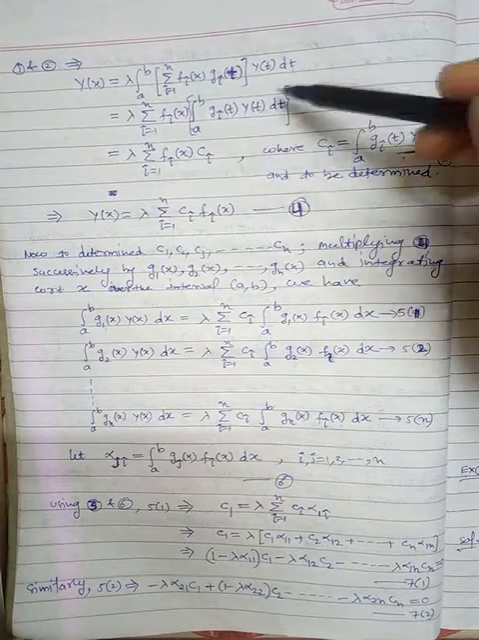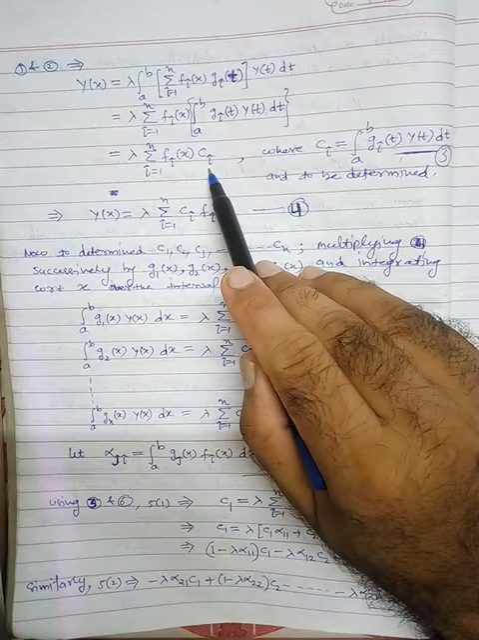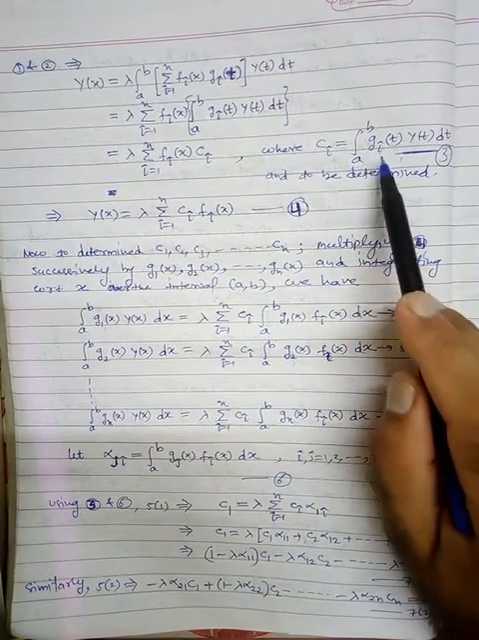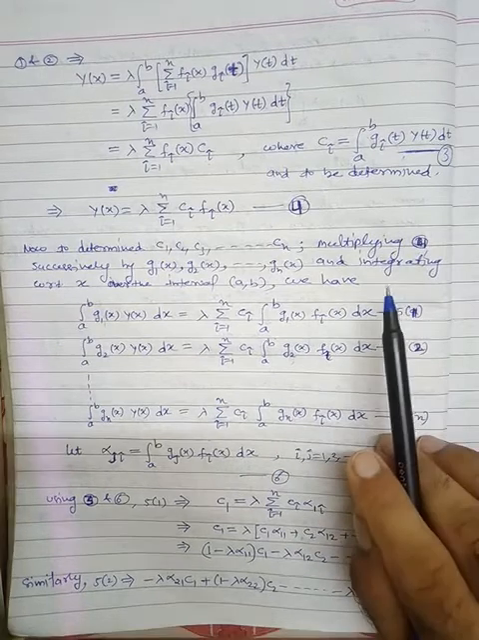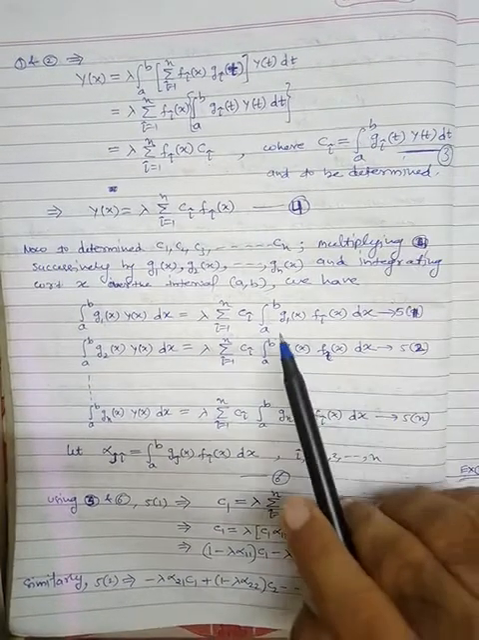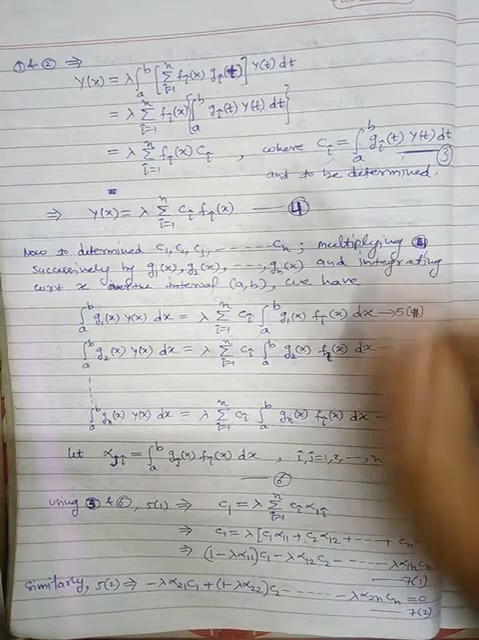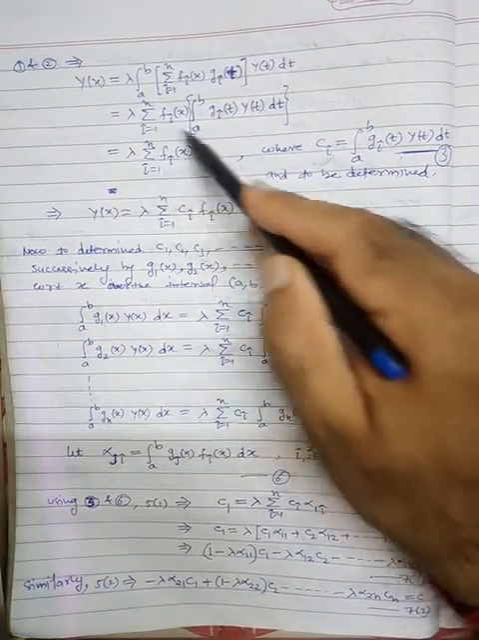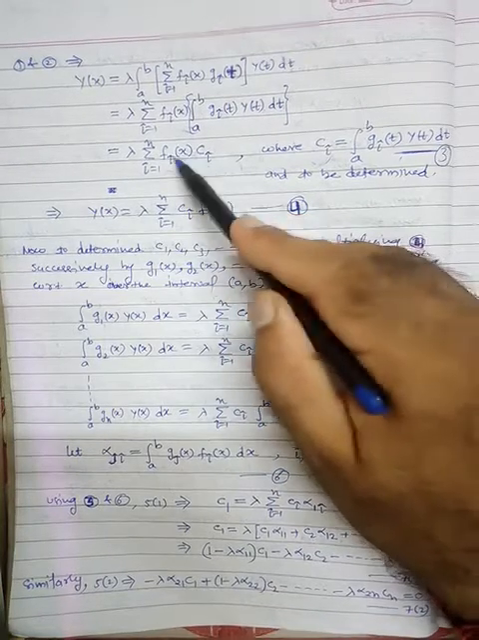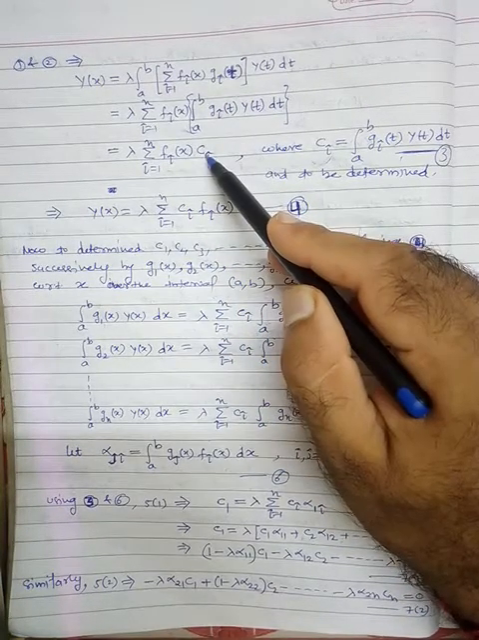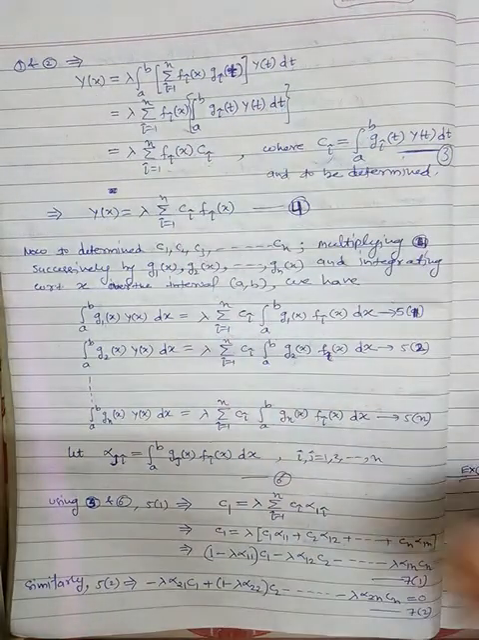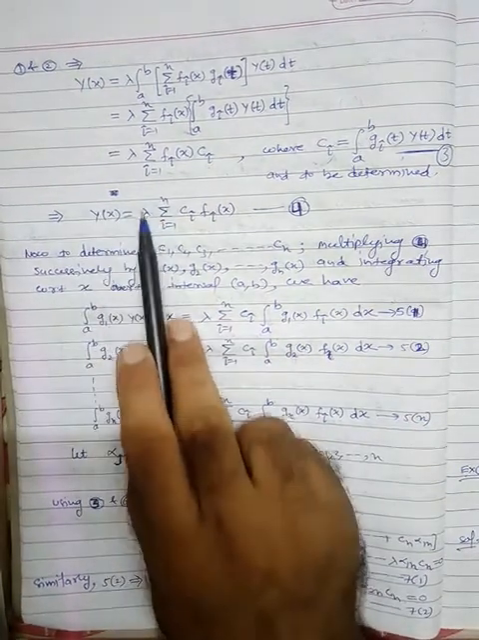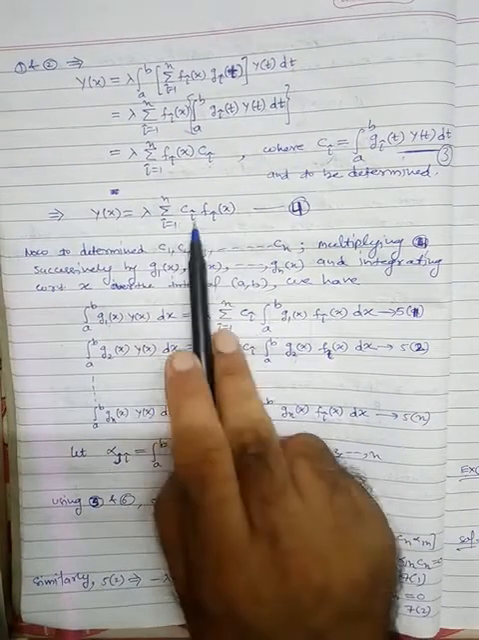So suppose this constant is denoted by c_i. What is c_i? c_i is the integral a to b of g_i(t) y(t) dt. This is denoted by equation number 3. And our interest is to find the c_i, because once c_i is known, when you substitute it here, f_i is already a known function. So ultimately this product is a known value, and hence y(x) will be the known solution. Fine. So this solution is y(x) equals lambda summation f_i(x) and c_i.